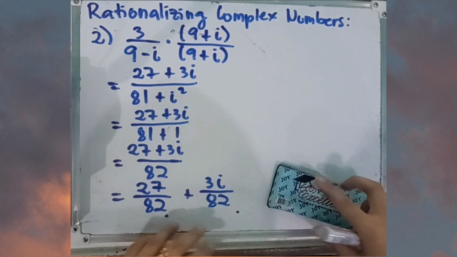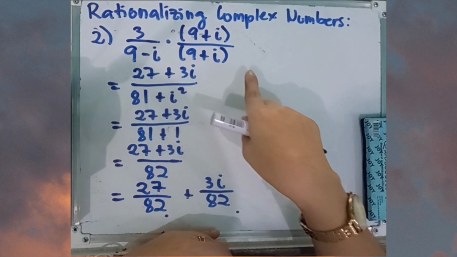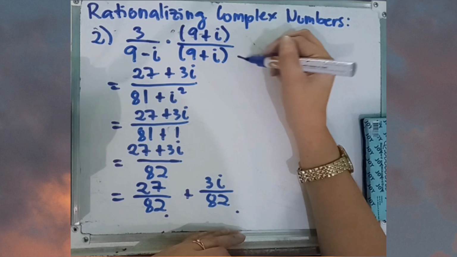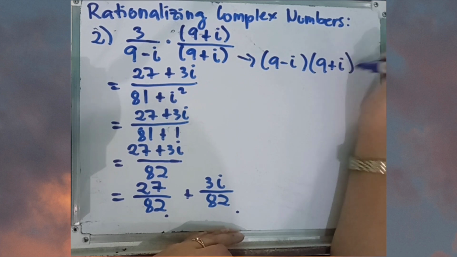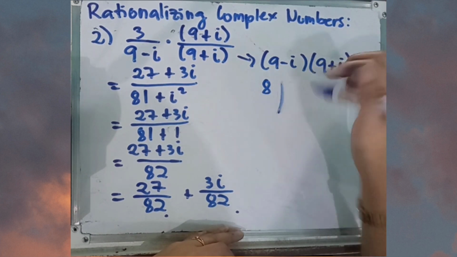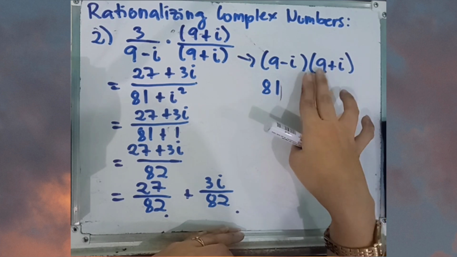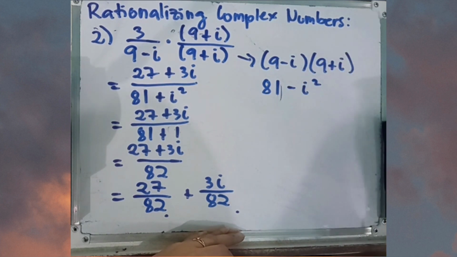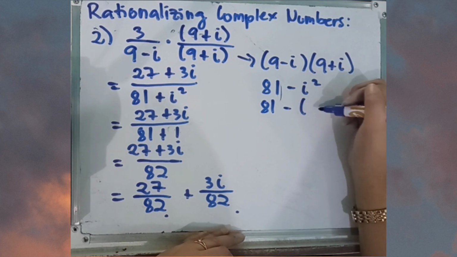So let me just clarify the conjugate, the product of the denominators. So for that, we have 9 minus i times 9 plus i. So if we use the FOIL method, that's 81. Then outer, that's 9i. Inner, that's negative 9i. Of course, that's 0. So minus i squared, right? So 81 minus i squared, as we know, is negative 1.